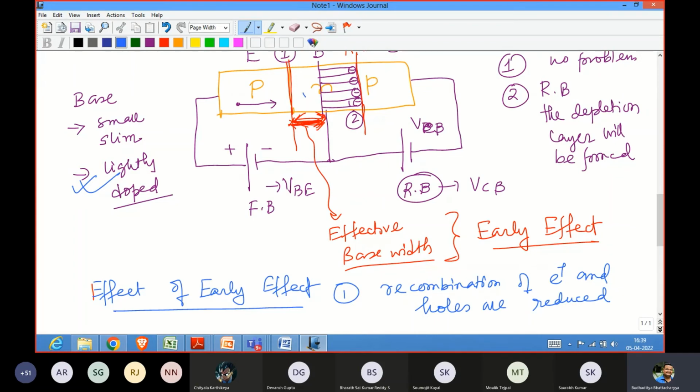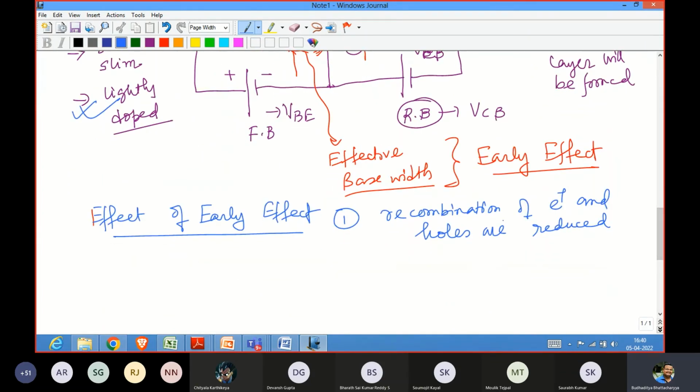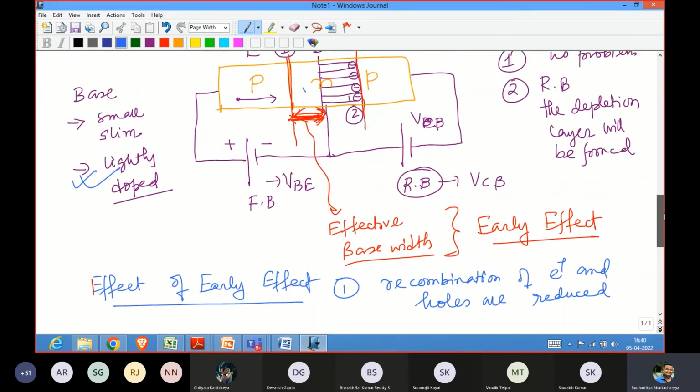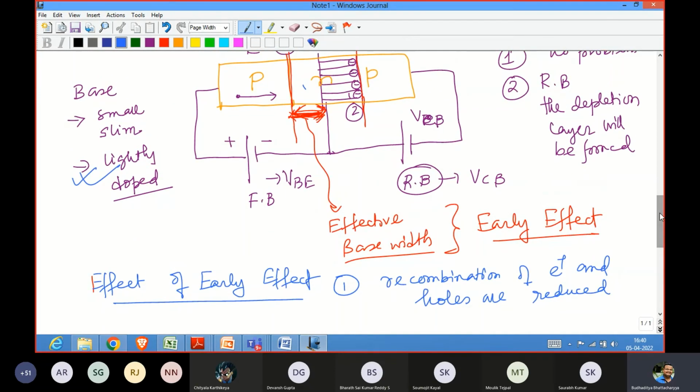And if the reduction in recombination happens, what will happen? Can anyone tell me? If the recombination of electron holes is reduced in the base region, what will happen? Is there anyone who is eager to answer this from the concept that we have learned so far? So can you repeat the question?